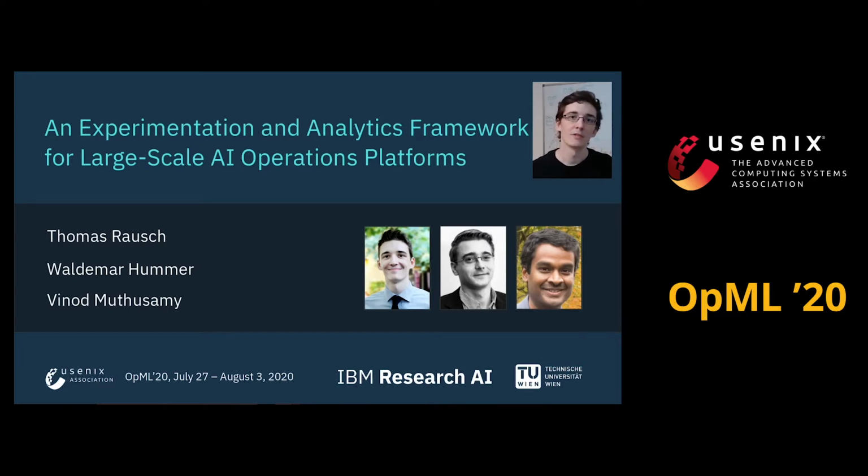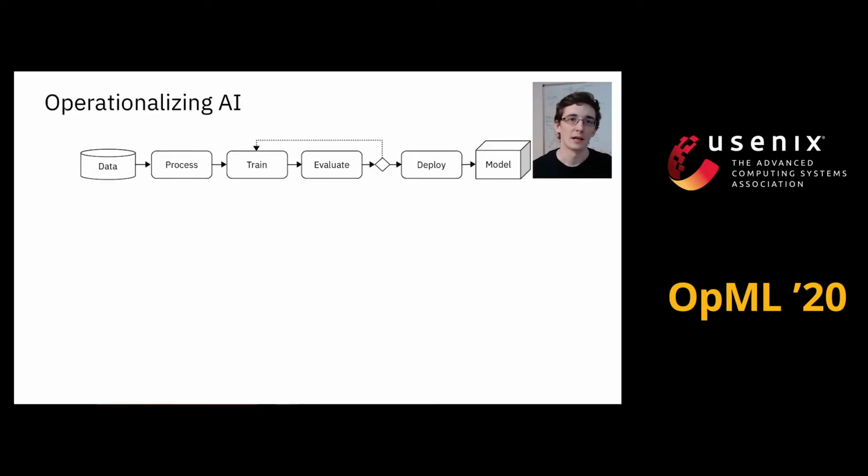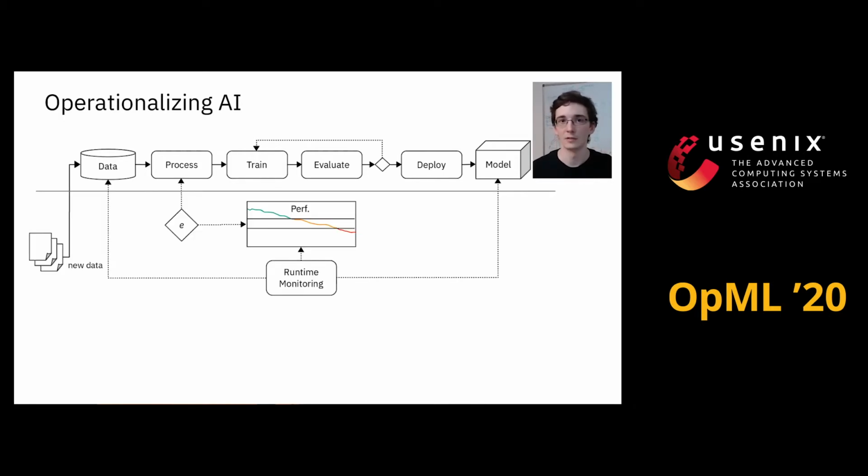So I first want to motivate this work by explaining why we needed this experimentation and analytics framework and what type of AI ops platforms we're talking about. This idea of operationalizing AI has really become pervasive throughout industry and academia. Putting your ML models into production involves several things. So first we need the workflow steps necessary to create the model. And then we also have the runtime aspects of new data arriving, model performance monitoring, and the subsequent triggering of retraining loops based on some rules. And I'll talk about these things in more detail later.